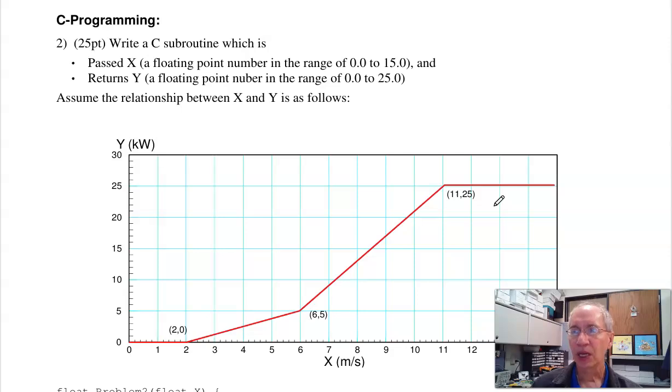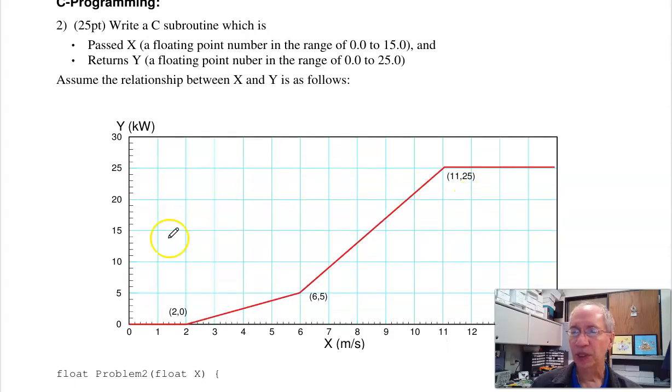Problem 2 looks at implementing the following curve in a subroutine. So I pass X, I return Y. And kind of background, this might be like for wind speed or a wind turbine. As the wind speed varies, the amount of energy I output varies. Come up with a curve fit, so I pass X and returns Y.